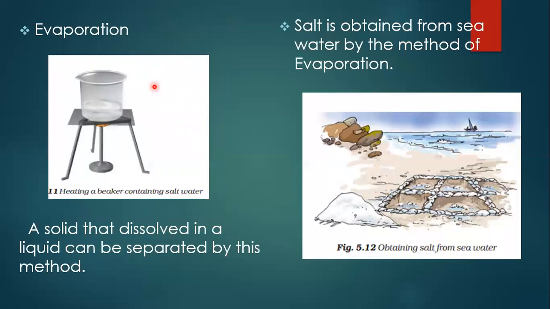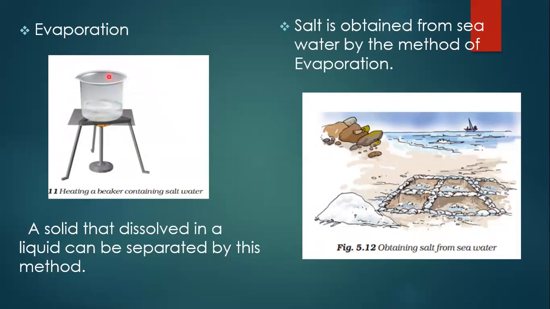Now next, evaporation and condensation. Evaporation and condensation methods are used to separate a solid that dissolves in a liquid, like salt or sugar. If we add salt or sugar to the water, salt and sugar both will get dissolved in the water and form the solution. And in that condition, how will we get the solid particles again? That means how can we get salt or sugar back from the salt solution or the sugar solution?